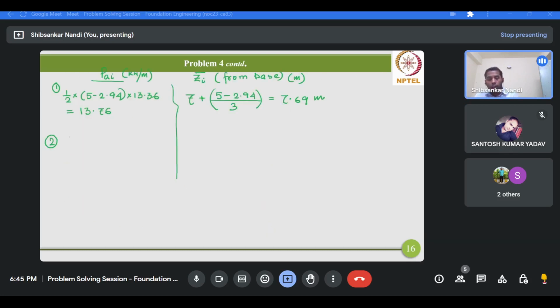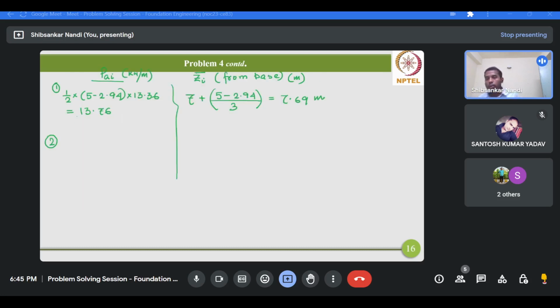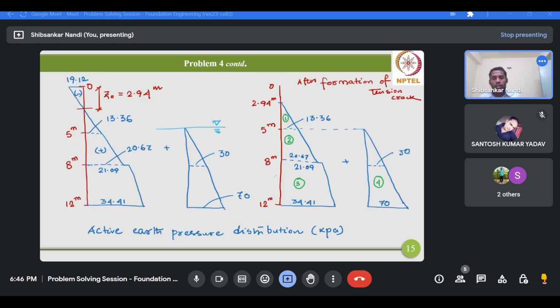Okay. Now coming to the second component, so this is basically a trapezium, as you can see. So that value you can calculate in this fashion: 8 minus 5 by 2, this is the height of the trapezium, multiplied by 13.36 plus 20.67. And for CG, this will be 4 meter, because this is the 4 meter.